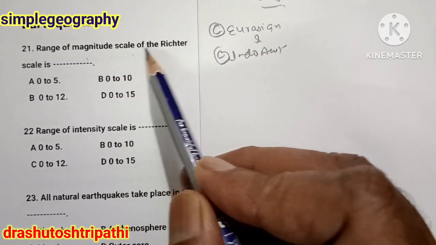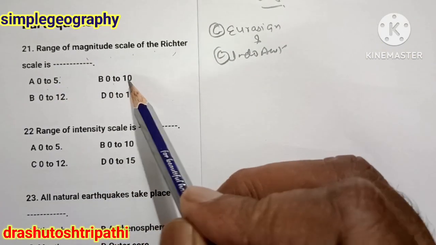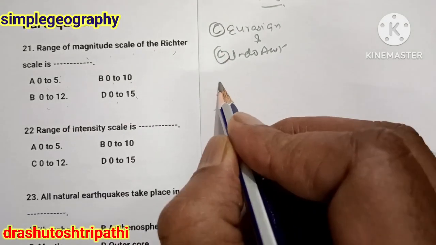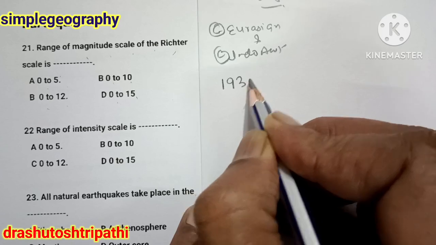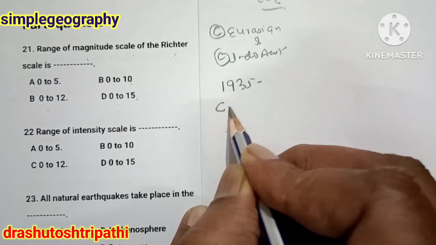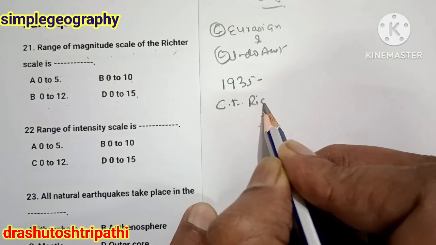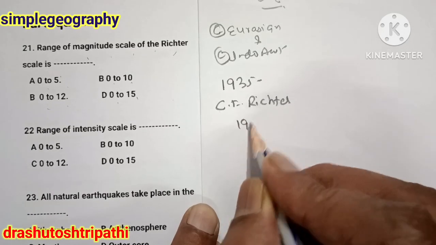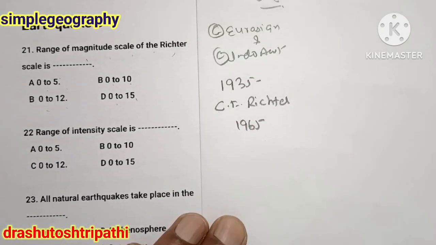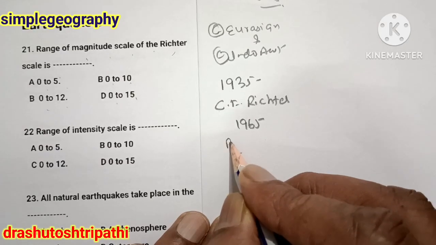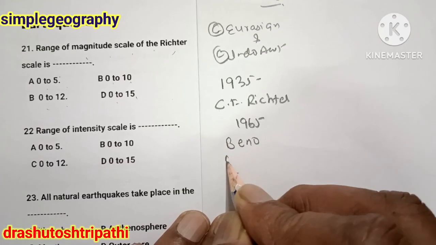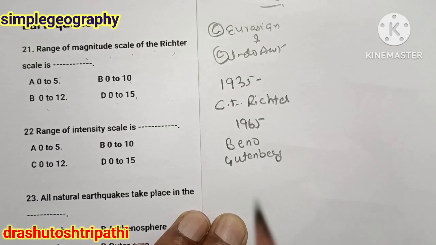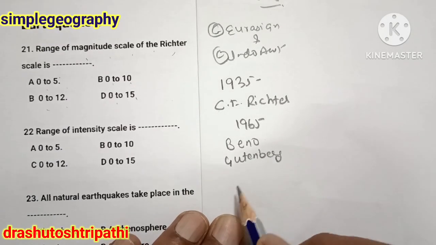The range of the magnitude scale, the Richter scale, is 0 to 5, 0 to 10, 0 to 12, or 0 to 15? First, you should know about the Richter scale. The Richter scale was discovered in 1935 by Charles F. Richter, and it was modified in 1965 by Beno Gutenberg. Now, it is open-ended.